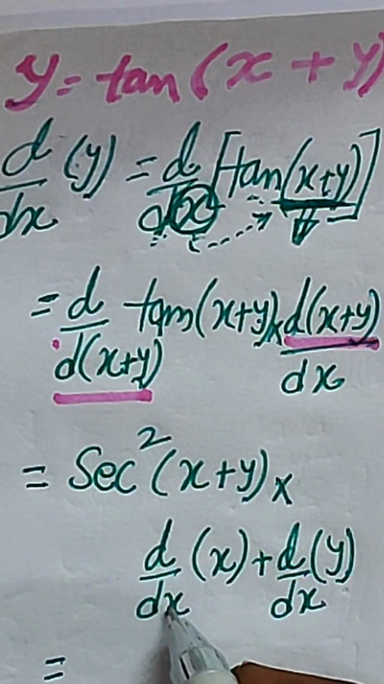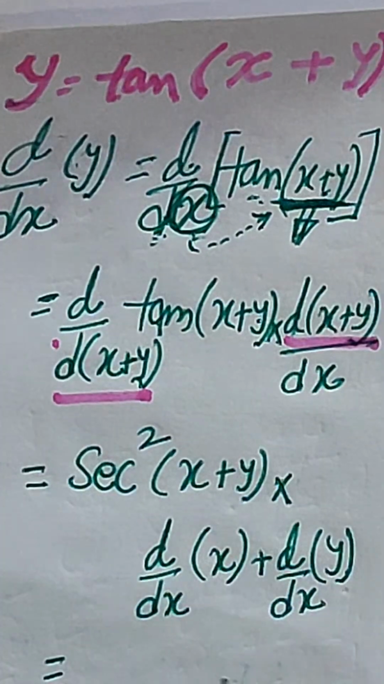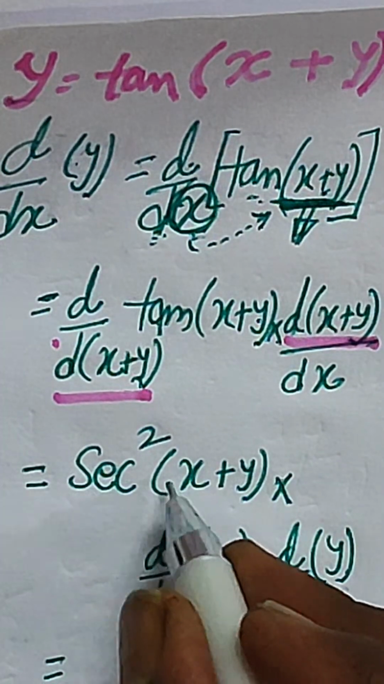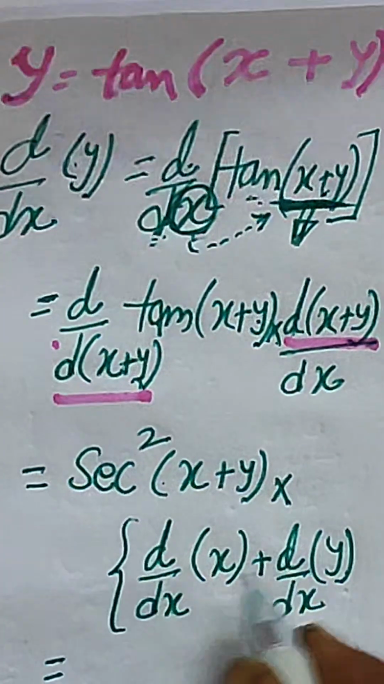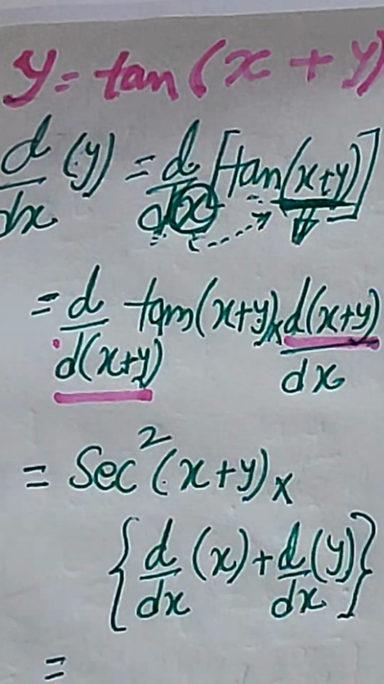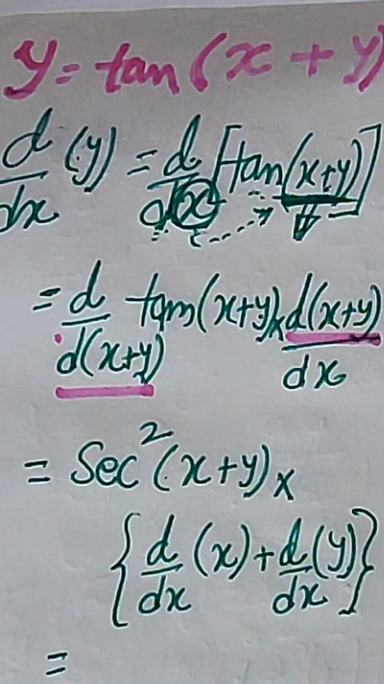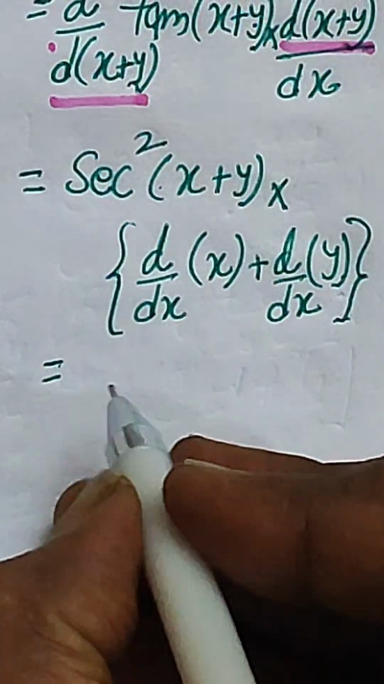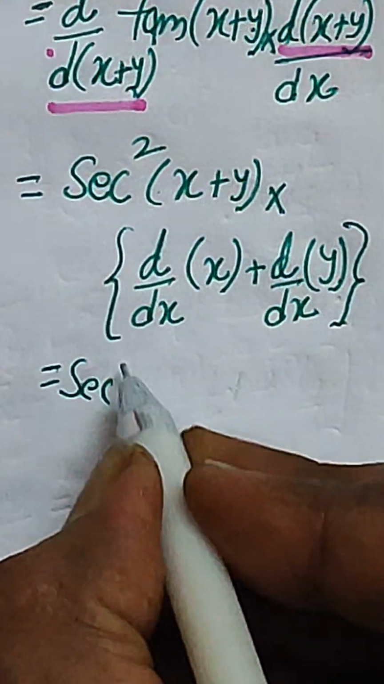Now d by dx of x will be 1. Here you can see sec square of x plus y is multiplying both of these, so this will come into a bracket. Now we simply shift it a little up. Then we have sec square.